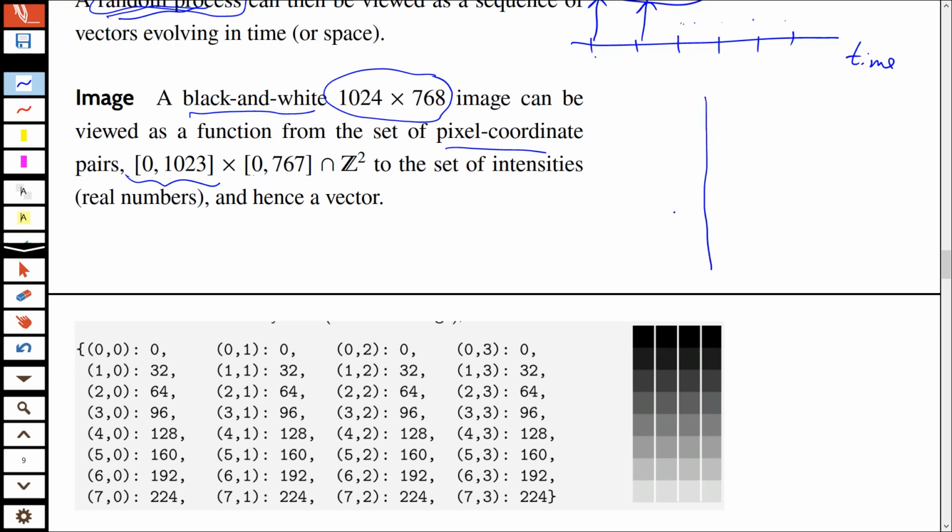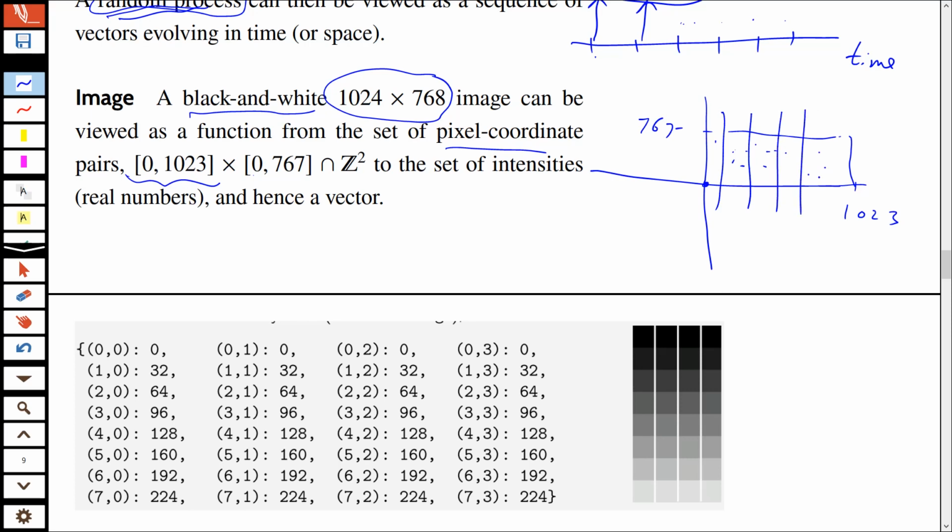So imagine you have a two-dimensional plane. If this is 0 and this is 1, 2, 3, so all the points between these two, and similarly this is 767. So just this cross will have all the points, integers as well as non-integers. If I take the intersection with integers, I just have the pairs of integers. Those will be used as indices, and imagine a function which maps these index pairs to real values, and those real values are basically intensities. So a black and white image can only have intensities. For the red, green, blue channels, you can use 3 different vectors.